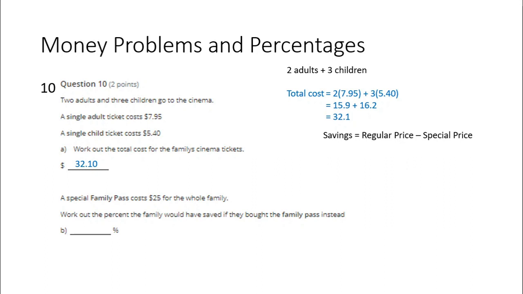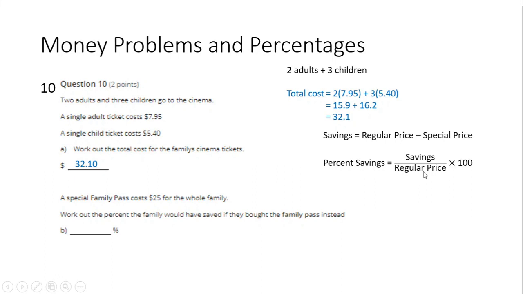So we've already worked out the regular price. We know what the sale price is. It's 25. We're going to work out the savings. However, we're asked to work out the percent savings. Percent savings is the amount that we saved over the original price. It's always over the original price, just like percent change, percent increase, percent decrease, percent profit, percent loss. It's always over the original value.